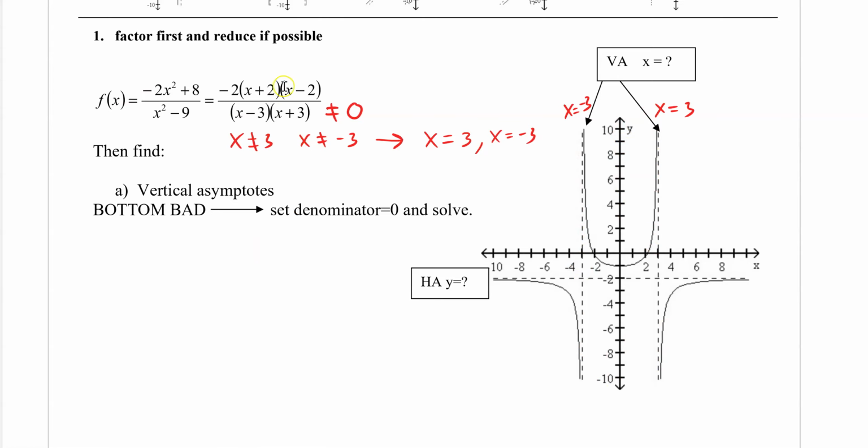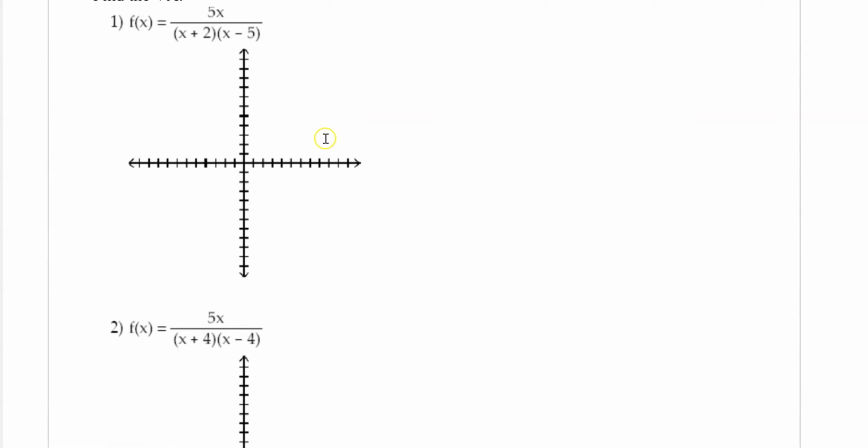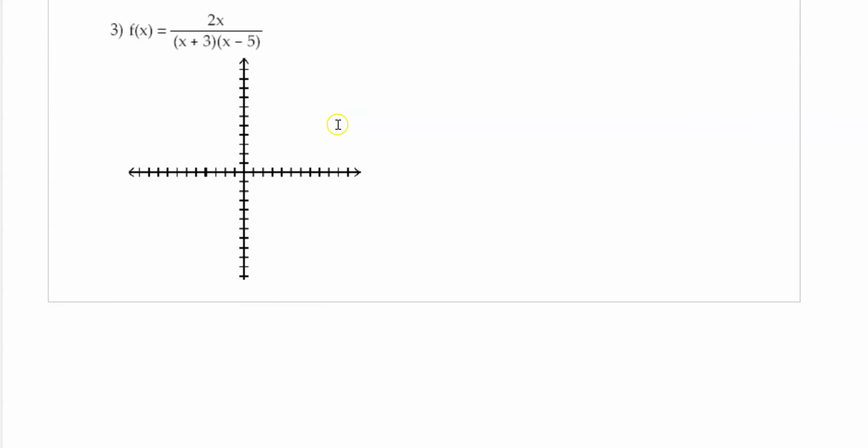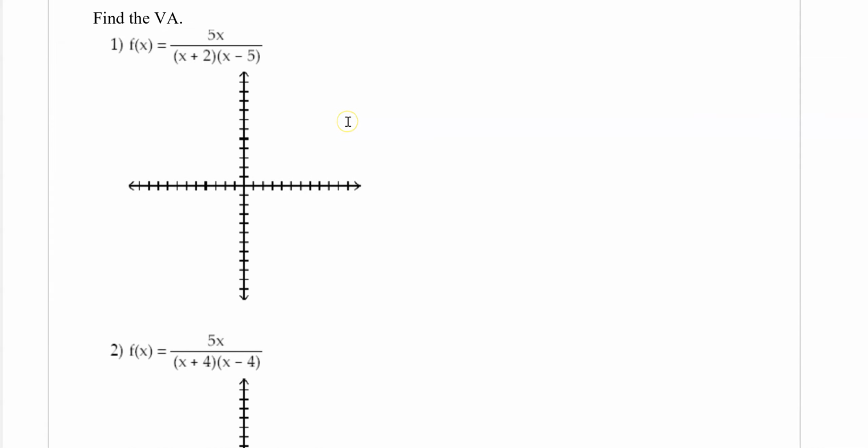So we're going to look at our functions, and we're going to decide what is the vertical asymptote only. That's it. So flip the page, and here are a bunch of problems for us to try. There are 3. I'm going to do the first one. Here our denominators cannot be 0. That means x cannot equal negative 2, and x cannot equal 5, which translates into a vertical asymptote at negative 2 and a vertical asymptote at 5.